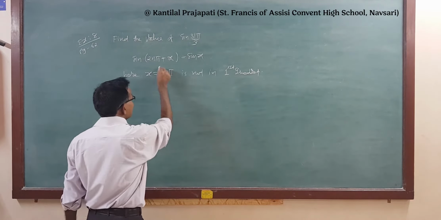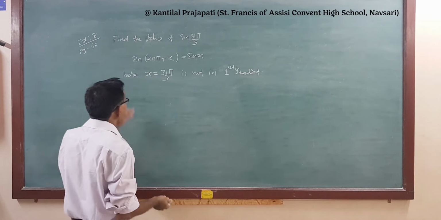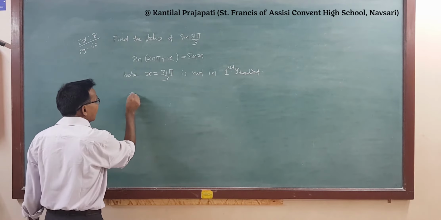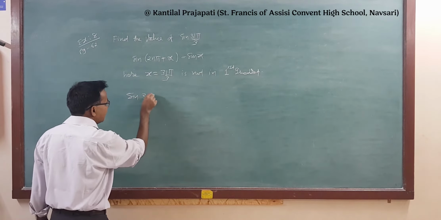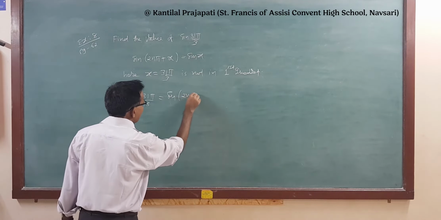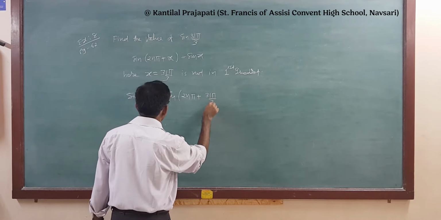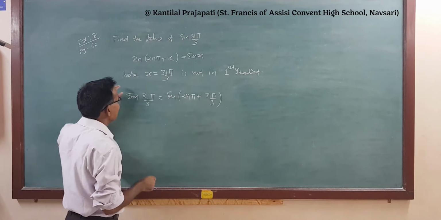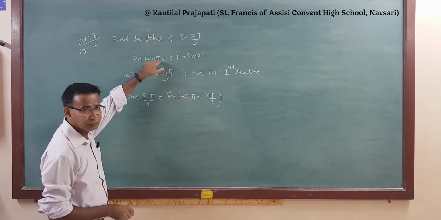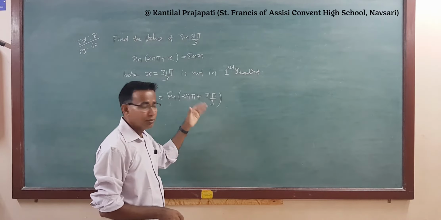So we have to convert this 31 pi by 3 into the first quadrant. How do we convert this? Here sin of 31 pi by 3 will be written as sin of 2n pi plus x, where x is 31 pi by 3. Put x equal to 31 pi by 3 in this formula. The sine is repeated after an interval of 2 pi.